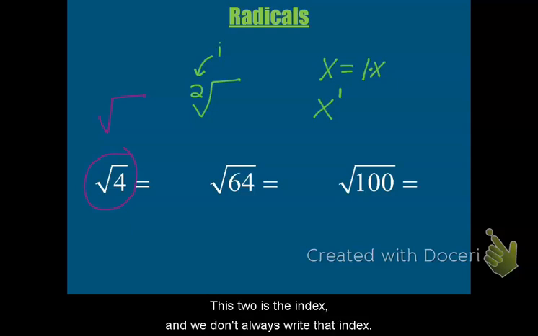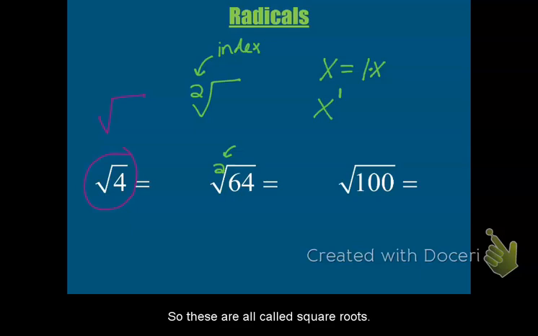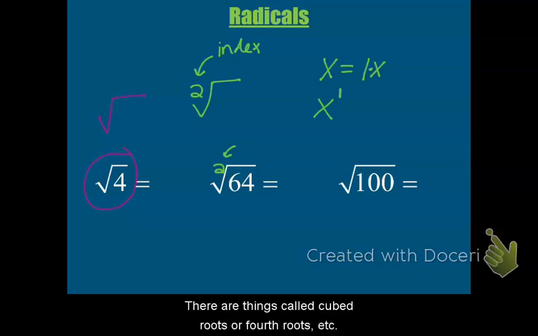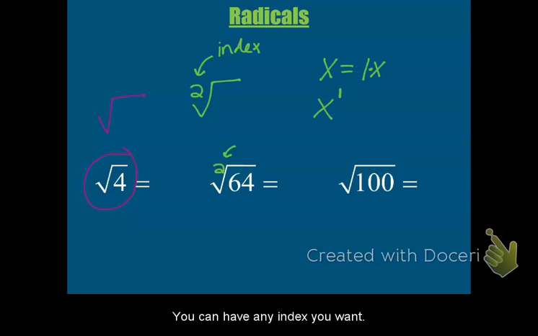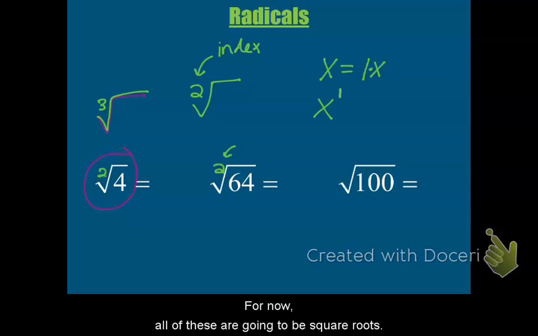This 2 is the index, and we don't always write that index. If there's no index written, it means it's a 2. So these are all called square roots. There are things called cube roots or 4th roots, etc. You can have any index you want. So this could be like a cube root here. We're just not working with those at this moment. For now, all of these are going to be square roots.